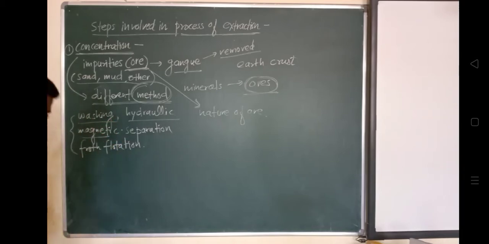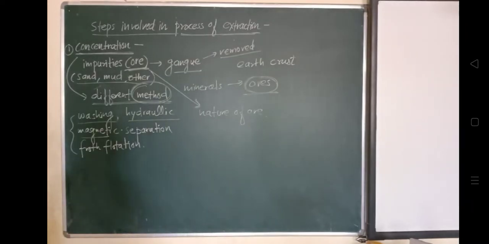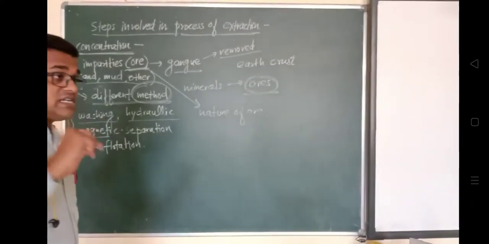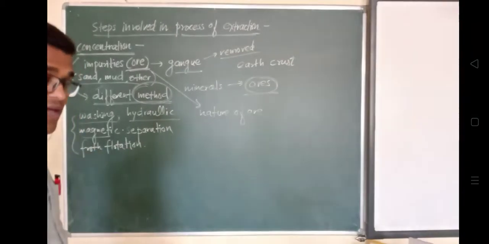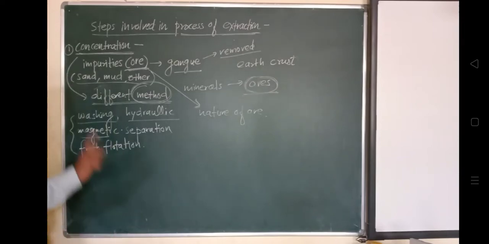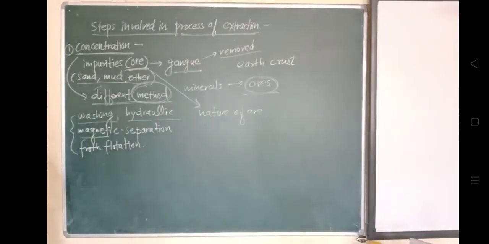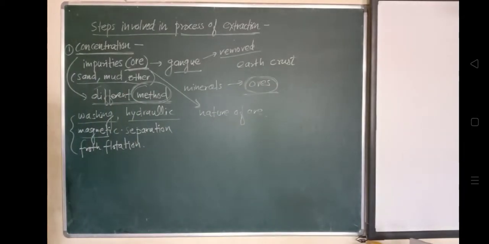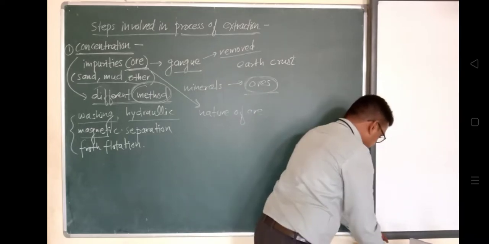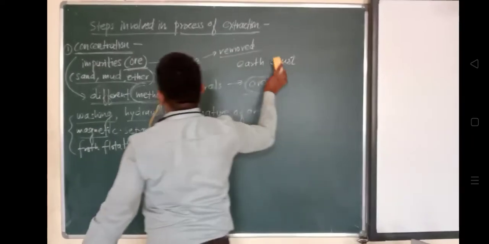Now we will understand the extraction of iron, how iron is extracted from its ore. What is the ore of iron? Hematite is the ore of iron. Yesterday we have already seen. Now from its ore, how we are going to obtain iron, that we are going to study. Now we will study the next part, extraction of iron from its ore, and that ore is the hematite ore.